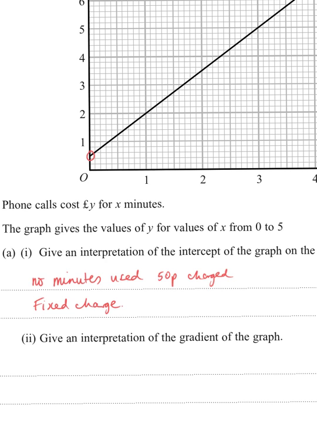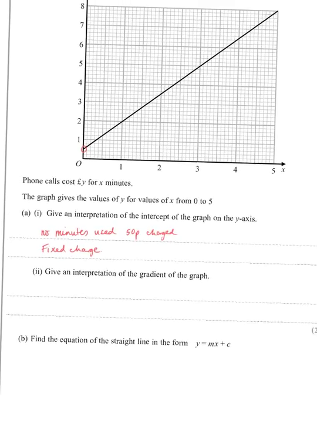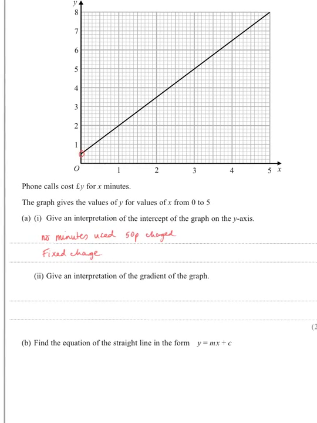Now, what does it ask for next? It says, give an interpretation of the gradient of the graph. So I always go along 1 unit on the x. So this is nice to start from here. So I go along 1 unit here, and however much I go up is the gradient. So I've got to be careful of the scale. So that is 1, and that's a half there. So my interpretation would be, for every pound used, i.e. every one I go along on the x, it costs £1.50.